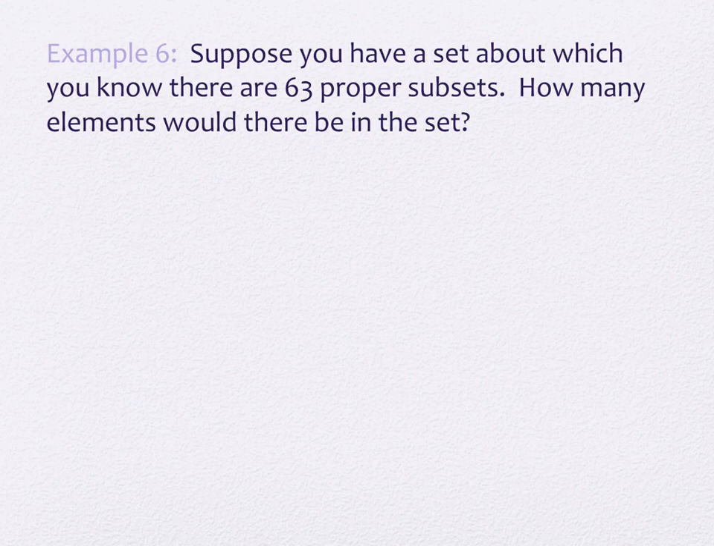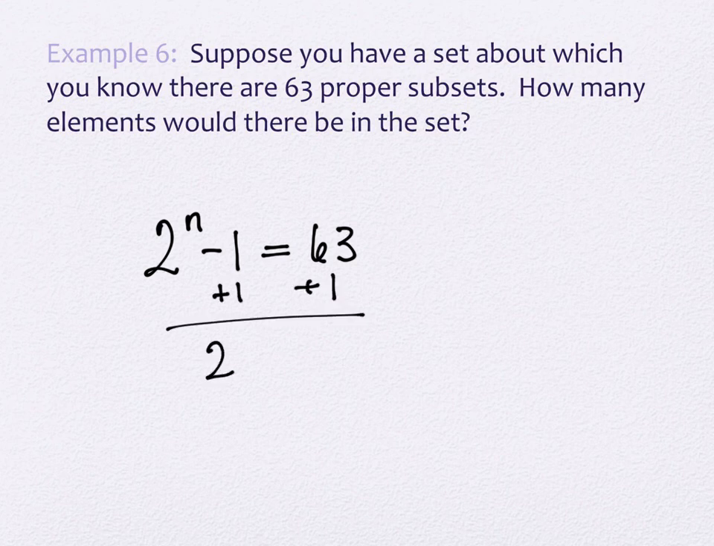This says, suppose you have a set about which you know there are 63 proper subsets. Okay, they're telling us the number of proper subsets. So what is the equation for proper subsets that we just looked at? 2 to the n minus 1. And it's telling us there are 63. Now, this is going to be a nice number, so you don't necessarily have to solve this with algebra. You can do a little bit of quick trial and error to figure out what n has to be. The first thing I'd probably do is add the 1 because I find that a little annoying. So 2 to the n equals 64.